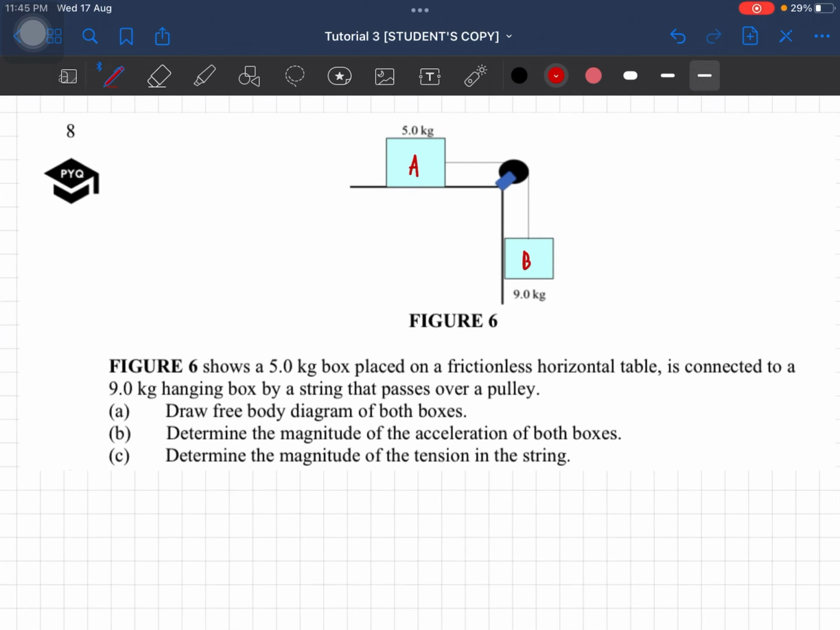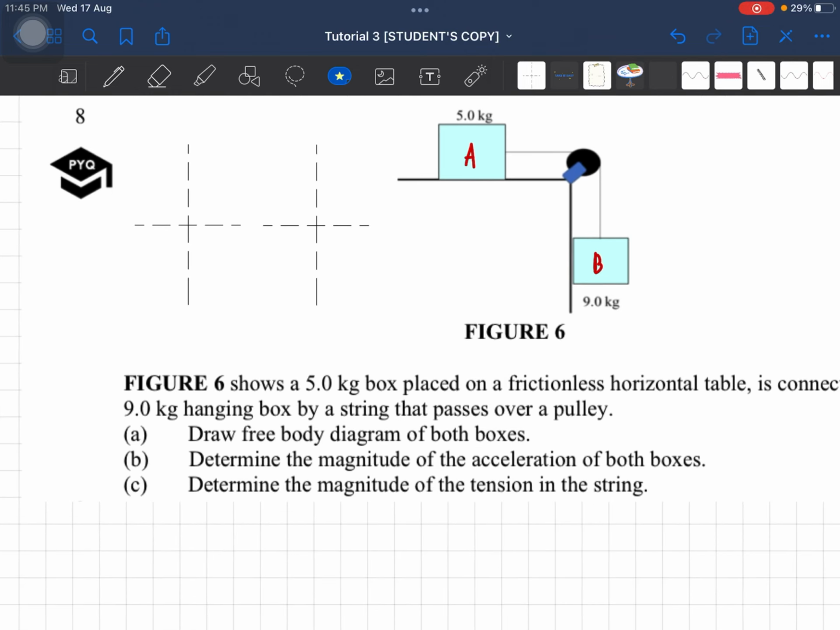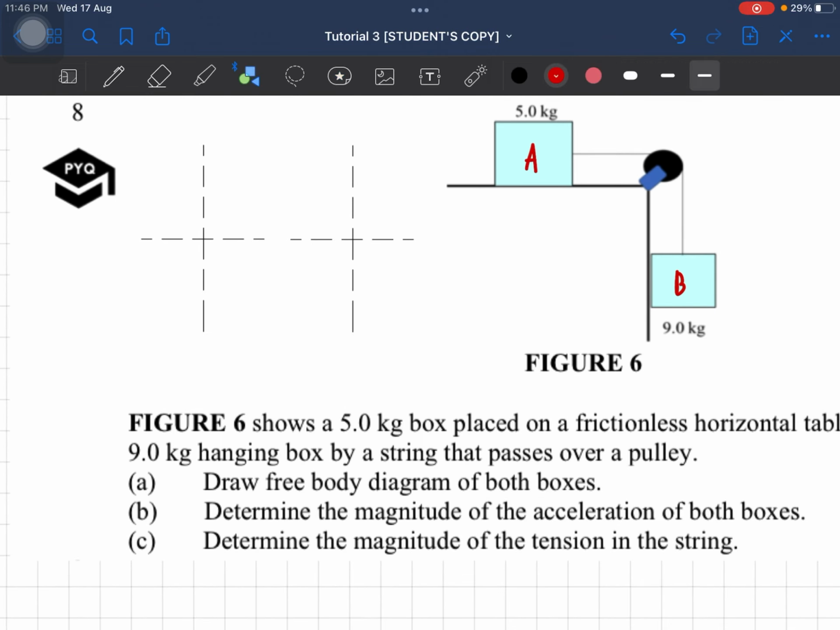Okay, any block, any object, you must always draw a free body diagram. Even without the question telling you to, just draw the free body diagram. It's easier for you to solve when you have the free body diagram. Okay, so this is for block A. Let's draw.